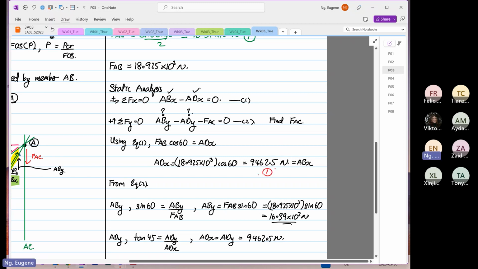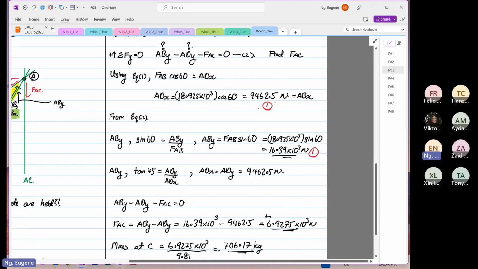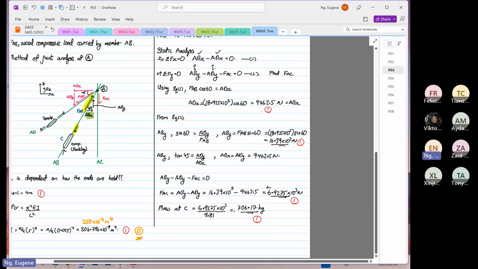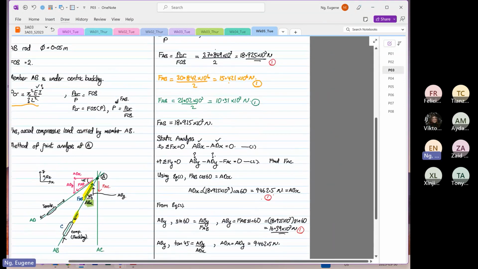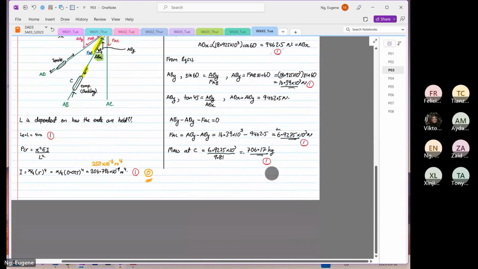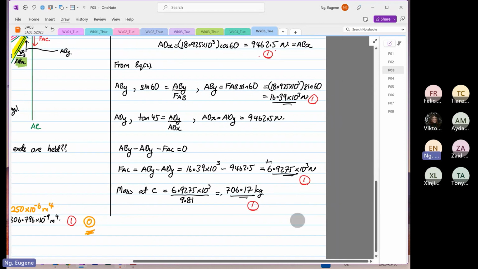Okay, this is a 1, and then this is also a 1. There is also a 1, and then this number is also 1, and divide by 9.81 is a 1. So 1, 2, 3, 4, 5, 6, 7, 8, and 2 marks elsewhere. So this is how marks will be awarded.